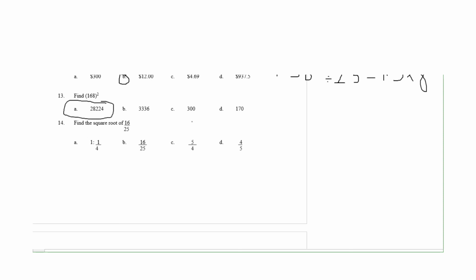The next question says find the square root of 16 over 25. The square root of 16 is 4 and the square root of 25 is 5. So the answer is D.